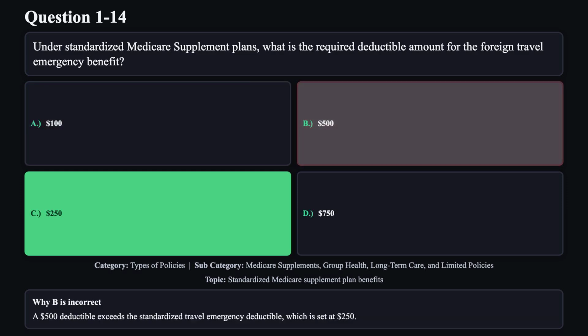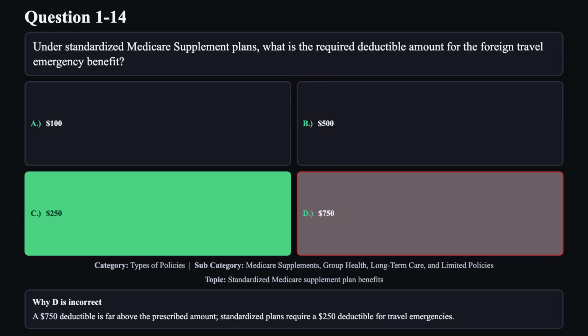Reason B is not correct. A $500 deductible exceeds the standardized travel emergency deductible, which is set at $250. Reason D is not correct. A $750 deductible is far above the prescribed amount. Standardized plans require a $250 deductible for travel emergencies.